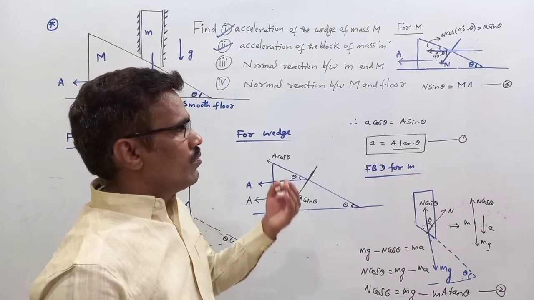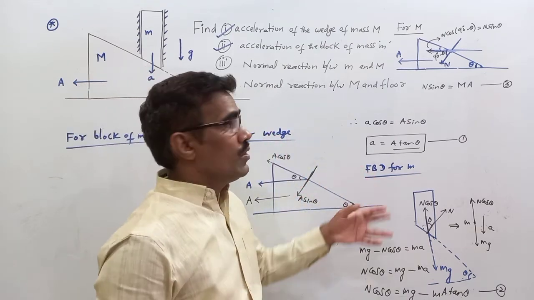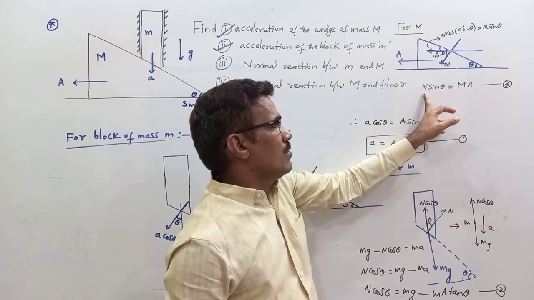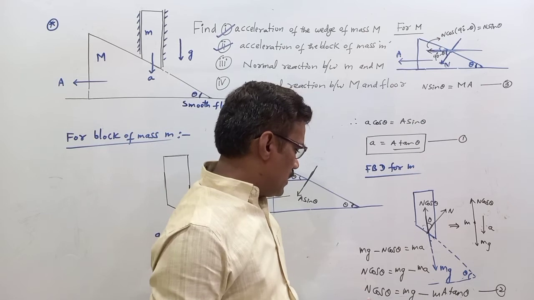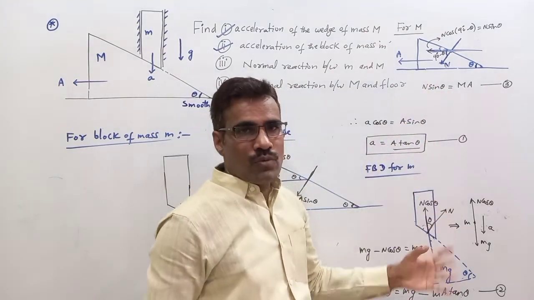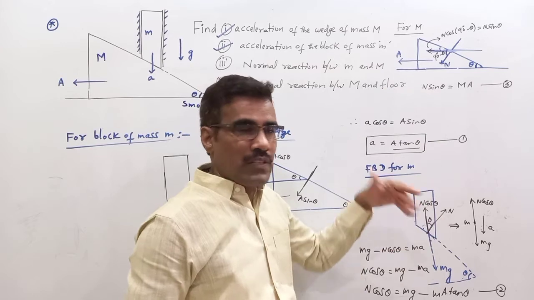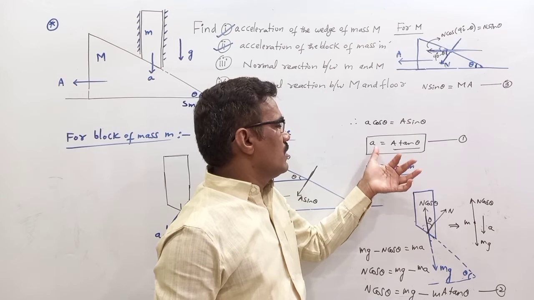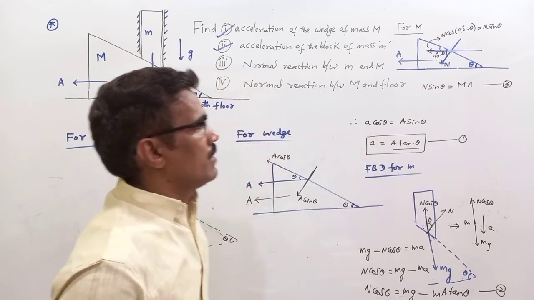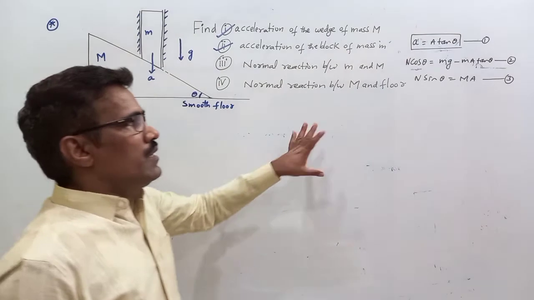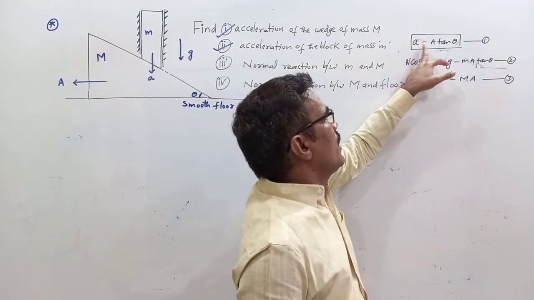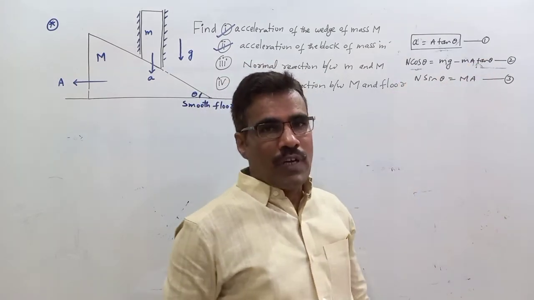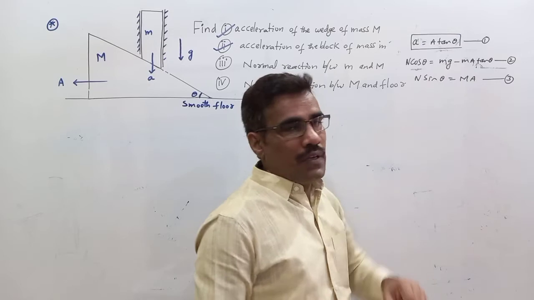From equations 2 and 3, we get the N value and the A value. Theta is known, m is known; N and A are unknown. Two equations, two unknowns, so we get the N value as well as the A value. Once we know capital A, we get small a also. This is the concept, all of you write it. There are relations: between small a and capital A, and N and capital A.